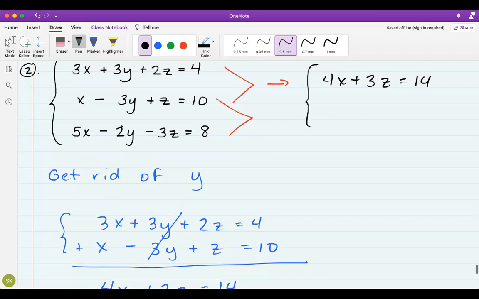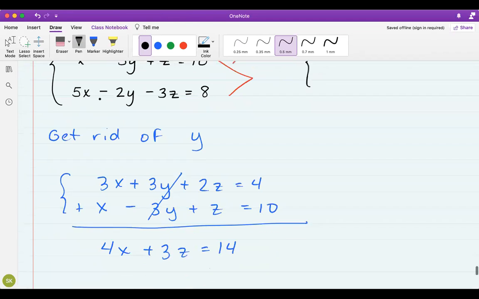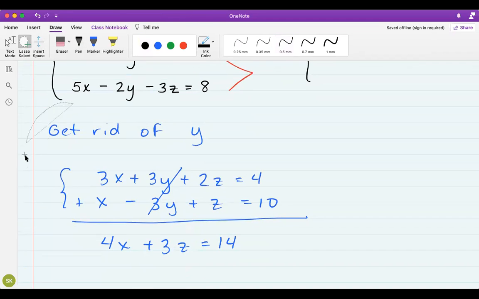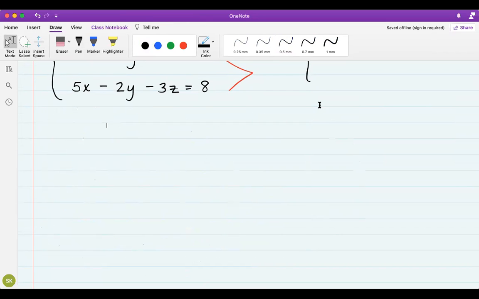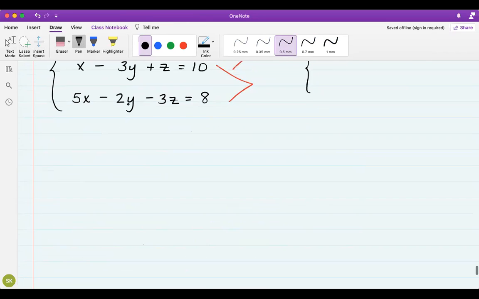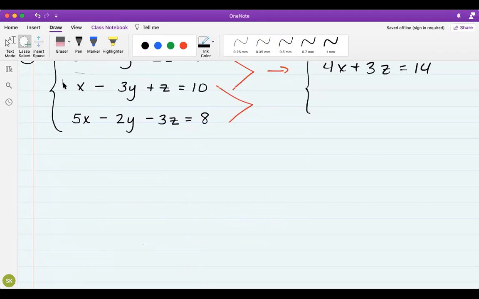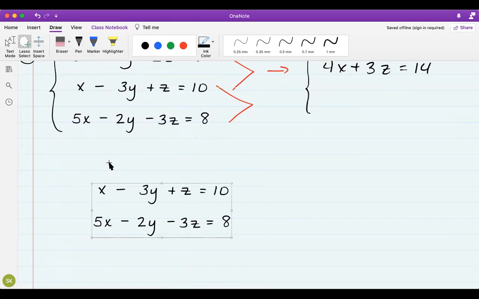Now here, this is going to be a little more complicated because we can't just add these two together and get rid of y. So we can either multiply the top and the bottom by some scalar and then add them together to get rid of y, or you can use substitution. It doesn't matter what you use. So let me erase this, and then we're going to put these two equations down here. Let me just copy them like this. So here's the two equations.